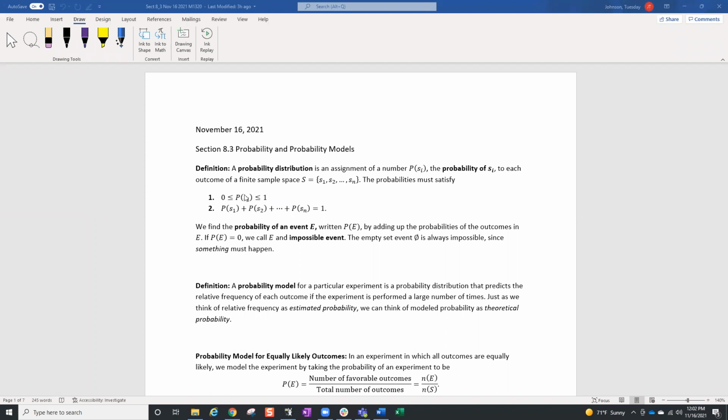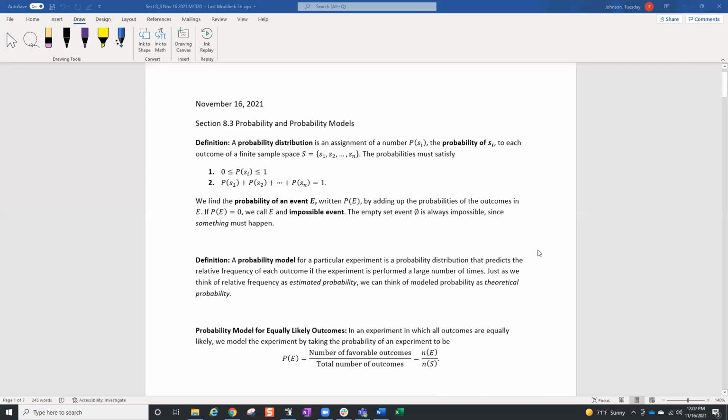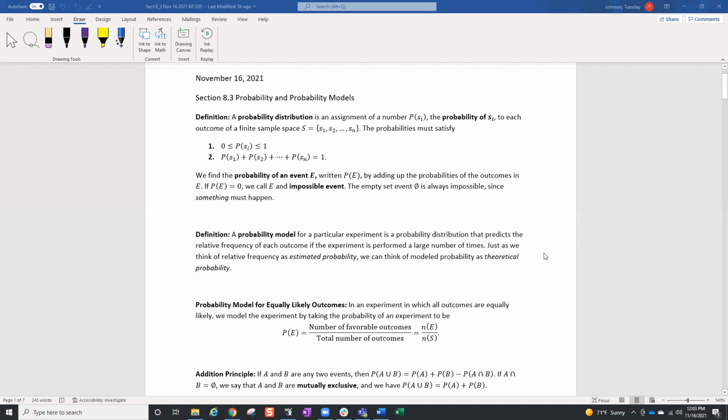But also, not only is each of them between 0 and 1, when you add all of them up from the entire sample set, all of the probabilities have to give you 1, a 100% chance that something in that set happens. So probabilities are between 0 and 1, and the individual probabilities of the sample space have to add to 1. We find the probability of an event E, written P of E, by adding up the probabilities of the outcomes in E.